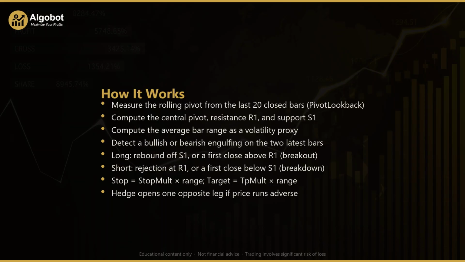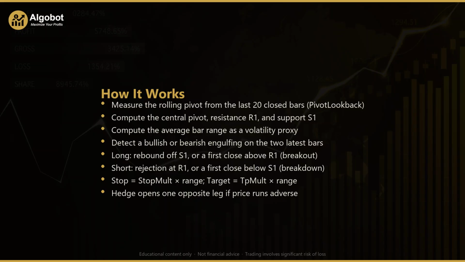Let's walk through the mechanics step by step. On each new bar, the strategy first measures its rolling pivot. It scans back over a number of closed candles set by the PivotLookback parameter, which defaults to 20. Across that window, it finds the highest high and the lowest low, and it notes the most recent close. From these, it computes the central pivot, then a resistance pivot called R1, and a support pivot called S1. At the same time, it adds up the range of each candle, the distance from high to low, and divides by the count to get an average bar range.